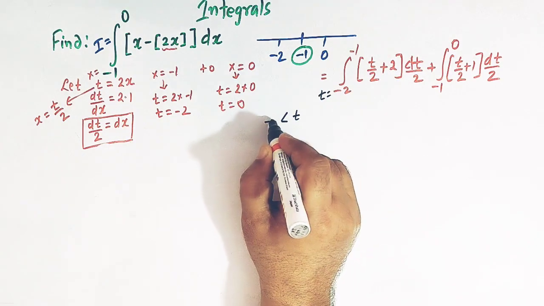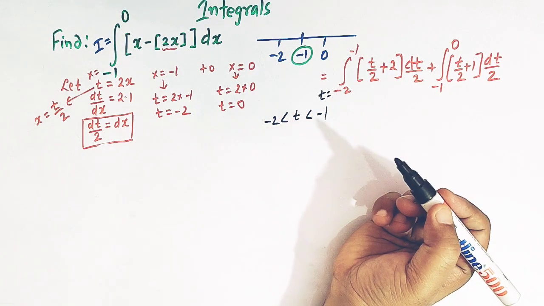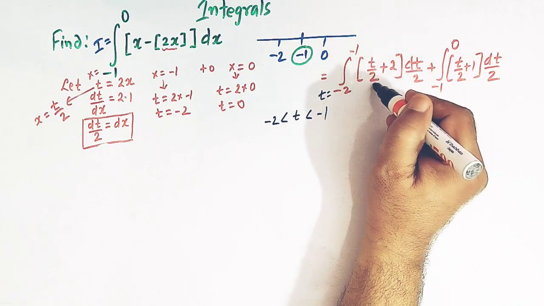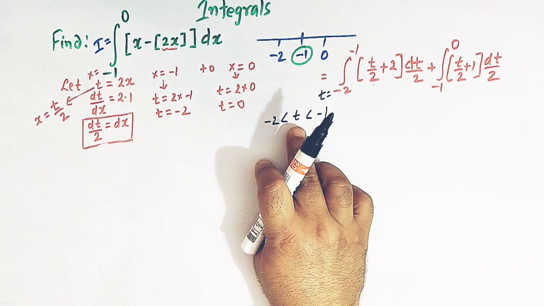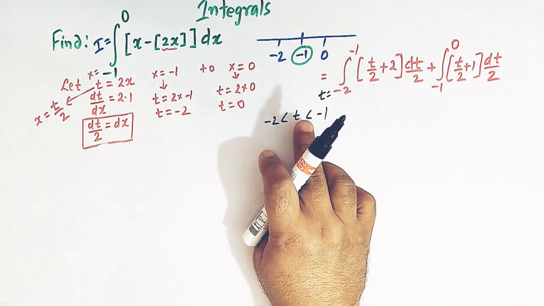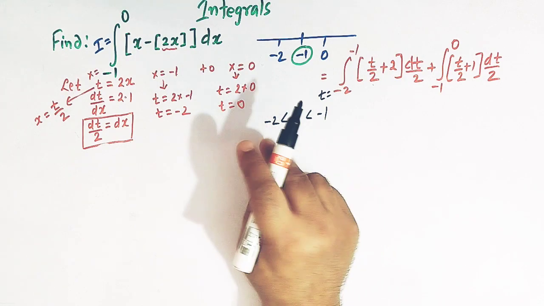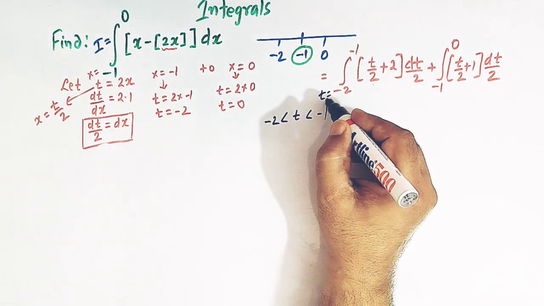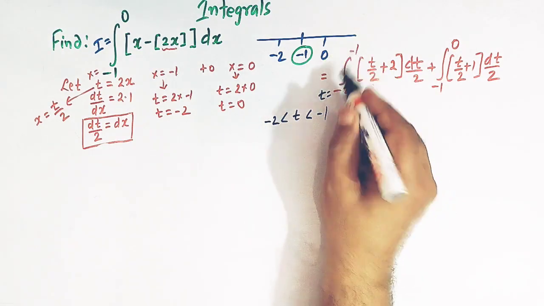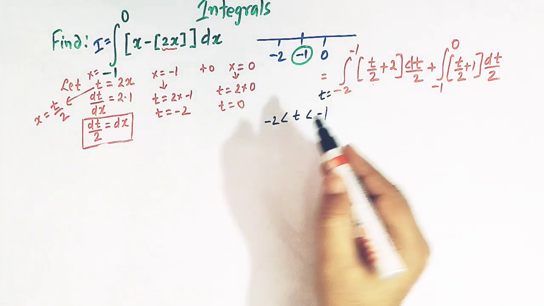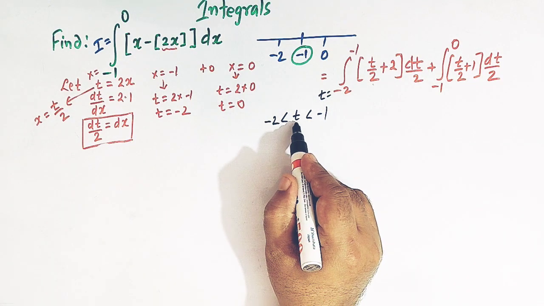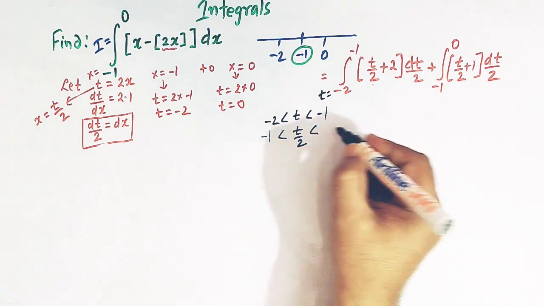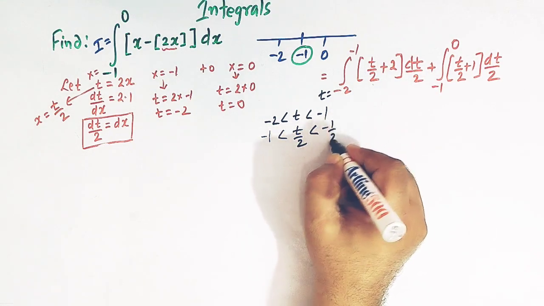So t lies between -2 and -1. Now see here we need to get t over 2 plus 2 from this inequality. So what we will do, we'll divide both sides by 2. Now the value of t goes from -2 to -1. Now let us divide both sides by 2. So here we have -1, here we have t over 2, and here we have minus half.